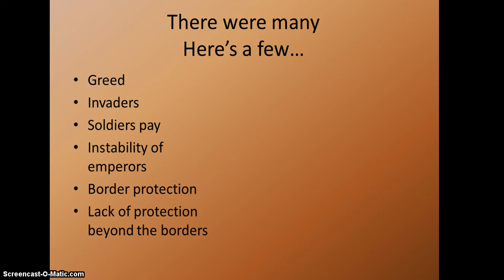There was also a lack of protection beyond the borders, because the majority of Rome's defense was focused along the borders. Once the tribes broke through, it was really easy for them to keep going.